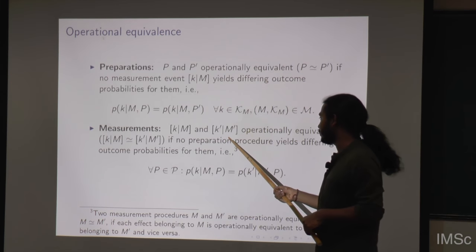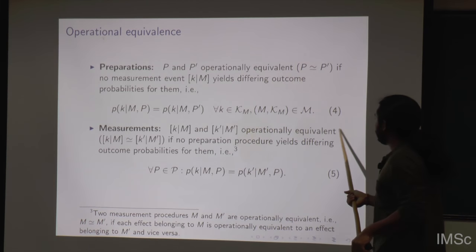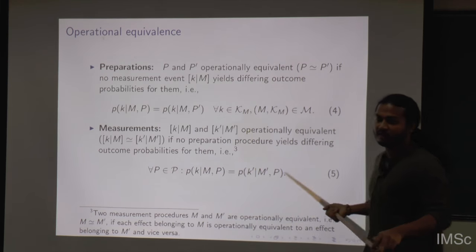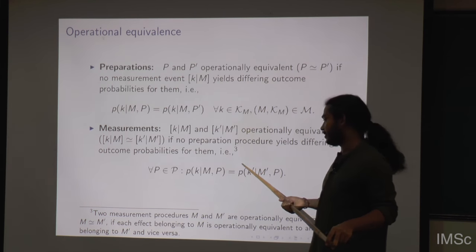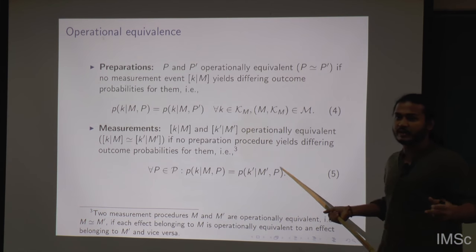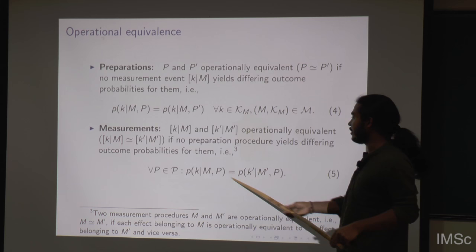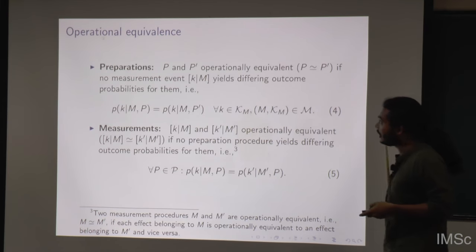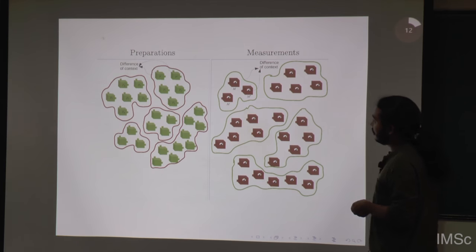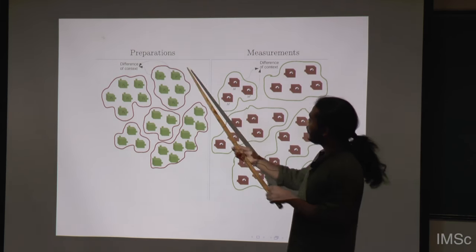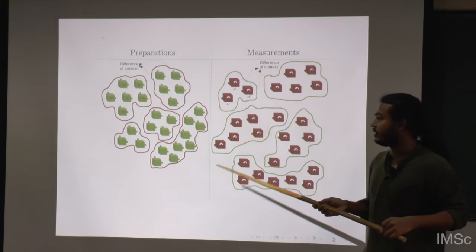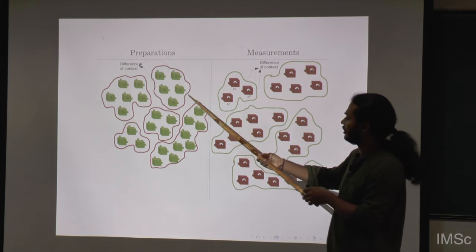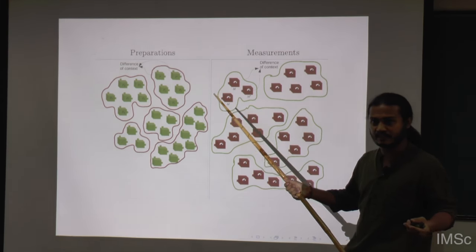Similarly, for measurement effects, for events, we call two events operationally equivalent, denoted like this, if no preparation procedure yields different outcome probabilities for them. For all preparation procedures, you get exactly the same statistics for the two events, so there's no operational way to tell them apart. Okay, so this is an equivalence relation. What does this equivalence relation do? Over the space of preparation procedures in the operational theory, it partitions the preparation procedures into equivalence classes.